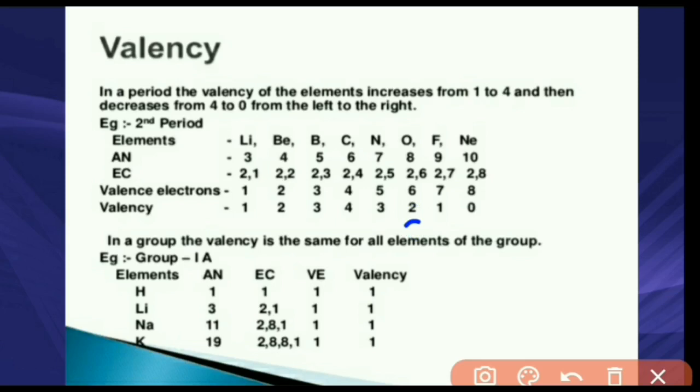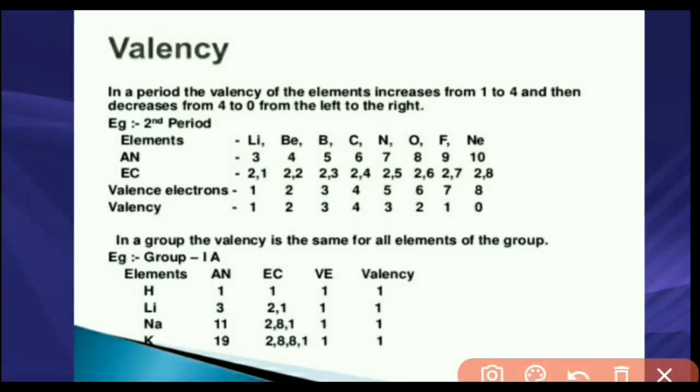Then fluorine, having 7 valence electrons, gains 1 electron and completes its octet, so its valency is 1. And then neon already has a stable configuration, 8 electrons in its valence shell, so its valency is 0.